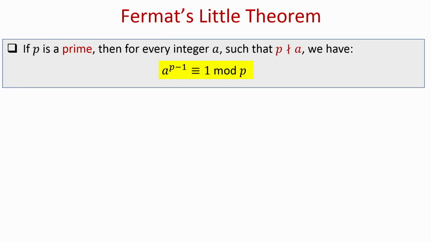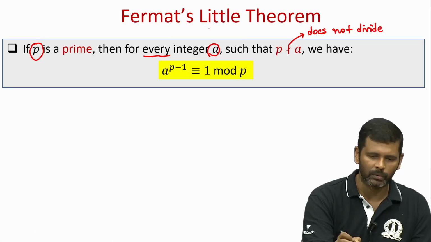So, the theorem says that if p is a prime number and if a is an integer such that p does not divide a. So, this notation means does not divide. In other words, a is co-prime to p, then the theorem says that a to the power p minus 1 is congruent to 1 modulo p, and this is true for every integer a which is co-prime to p. So, that is Fermat's little theorem, attributed to Fermat.